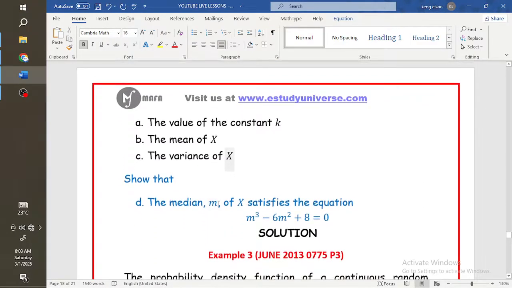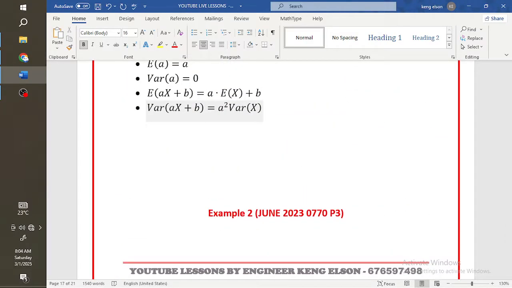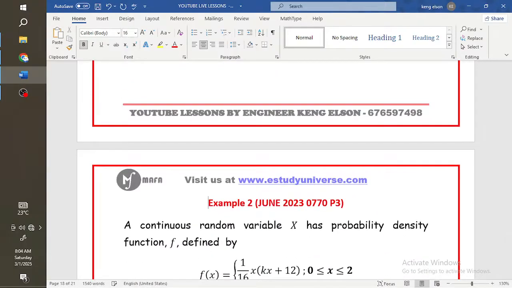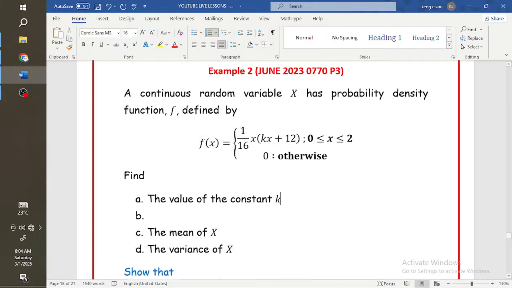Then there's also a last part of the question which we are going to do later because we have not yet arrived at the median. They have just copied all the equations, so there's no need for me to read it. Okay, so let me just shift it down so that we have enough space to solve. So we have a continuous random variable and the probability density function has been given to us. Okay, so we need to find the value of the constant k.